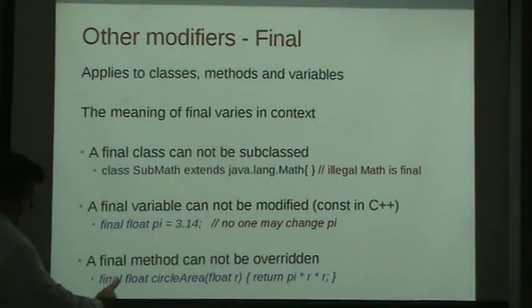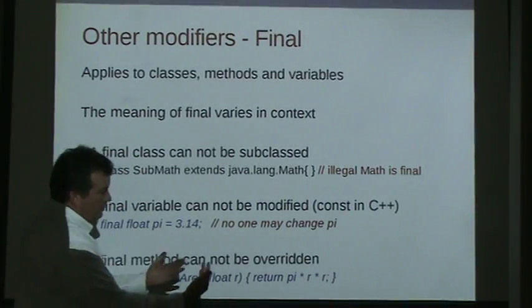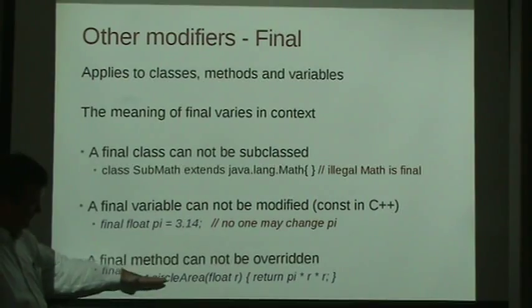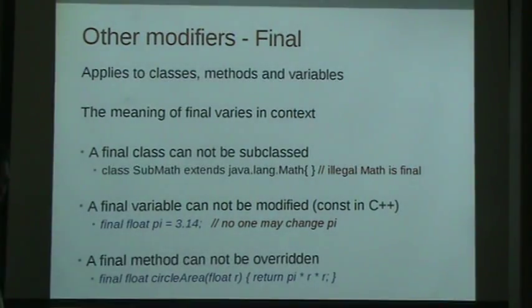So you could put final in front of a method that just says, you can inherit from my class, but don't overwrite this one. This is the last and final copy of it. You can't make a new version.